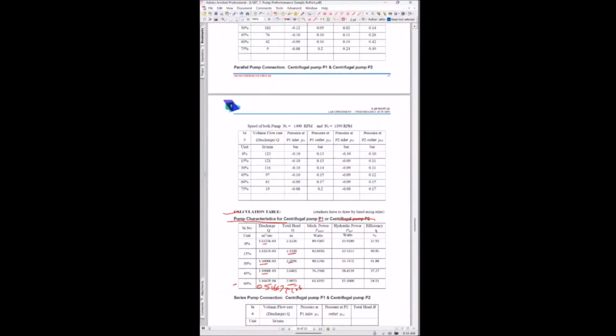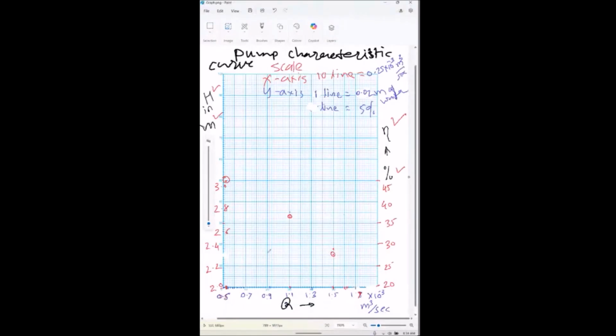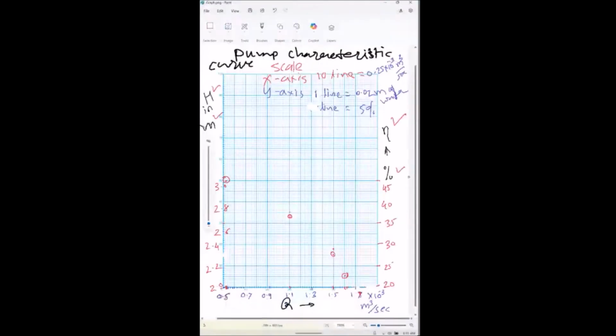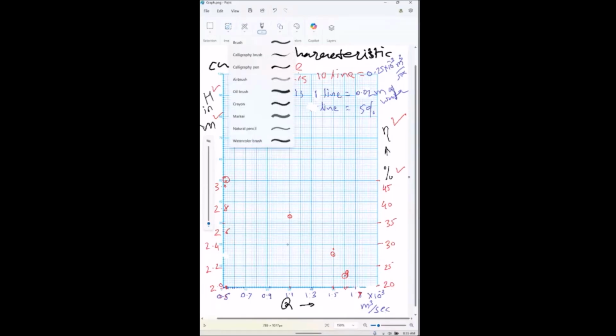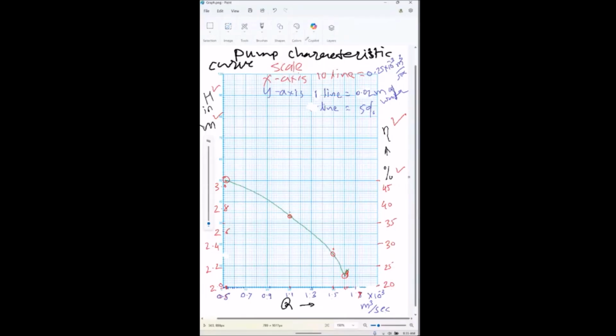Now 2.1, 2.12 for 1.6. The next line is 1.6 here, and the head is 2.1 here. And the last is 2.12, a little above here. Okay, so draw the smooth curve from this. It is increasing here. It will be like this.